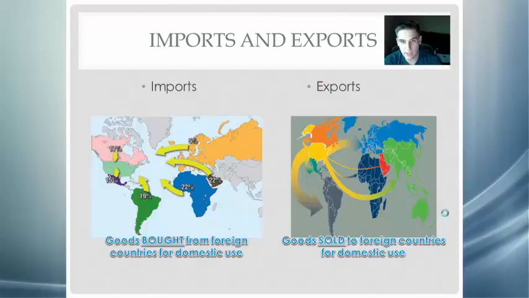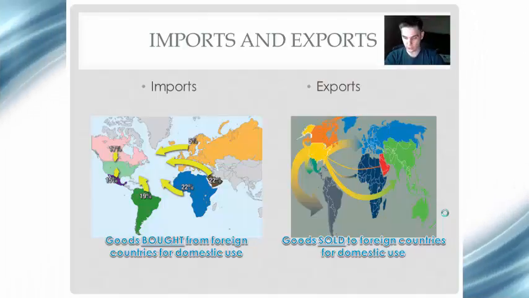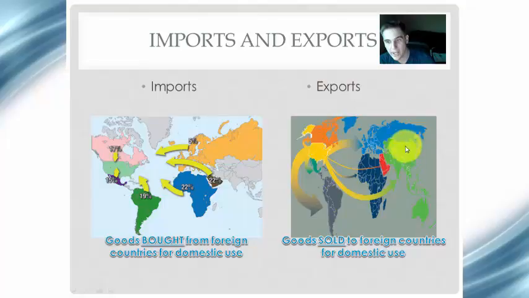All right, imports and exports. So when we're talking about trade, imports is the goods bought from foreign countries into our country for domestic use. Exports is goods sold to foreign countries, going out. That's why I have the arrows pointing into the country for imports. Exports is things going out all across the world and everything back in.